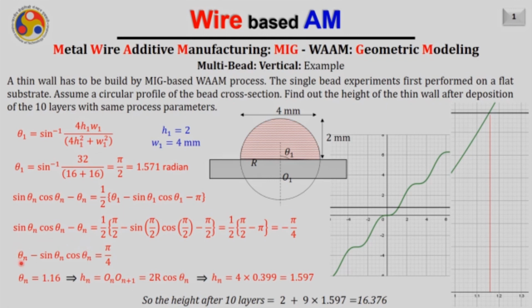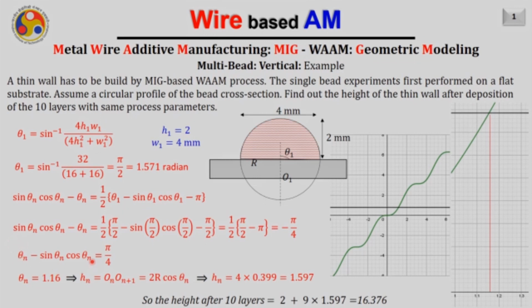Further simplifying it, the final equation we have is theta n minus sine theta n cos theta n equals pi by 4. Now we have to find the value of theta n. Of course, it's a nonlinear equation and hence can be solved by any numerical method, but I will try to solve it by the graphical method. This is a very good way of solving such simple equations. You can utilize the software called GeoGebra.